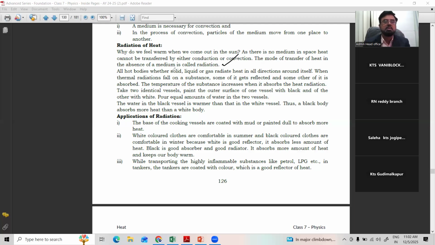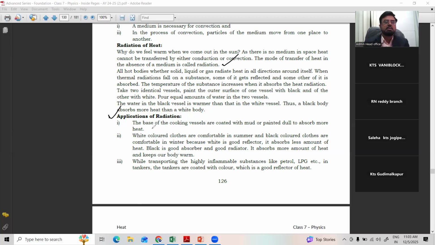All hot bodies, whether solid, liquid or gas, radiate heat in all directions around themselves. When thermal radiation falls on a substance, some of it gets reflected and some of it is absorbed. The temperature of the substance increases when it absorbs the heat. Take one black vessel, otherwise the white. Pour an equal amount of water in the two vessels. The water in the black vessel is warmer than in the white vessel. Thus, a black body absorbs more heat than a white body. Right? These are simple observations because of radiation.